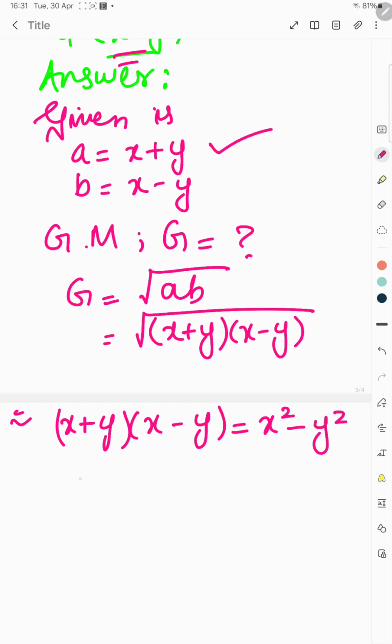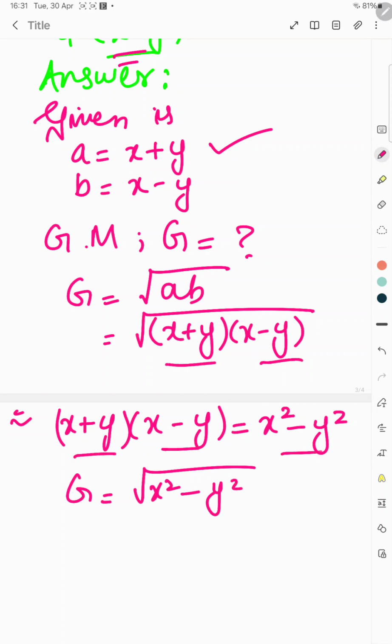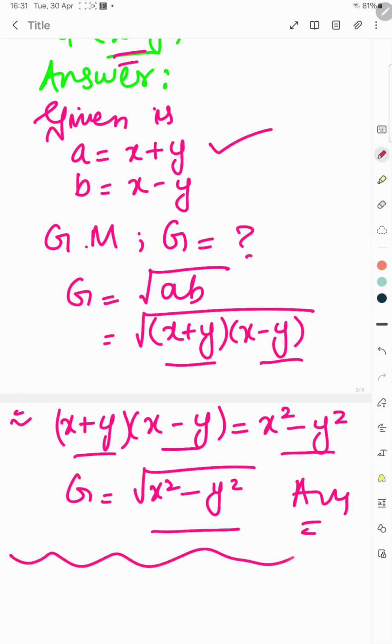Just put this value in here and your answer will become x square minus y square, as (x plus y)(x minus y) is equal to x square minus y square. So just put the value here and it will be your final answer. It will be the geometric mean of the two values which are given in the question. So student, I hope the topic which I discussed here is clear to you.